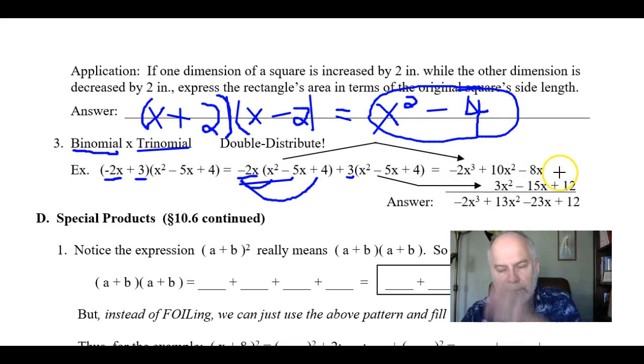Now I've lined up the terms in columns of like terms. So now I can just add downward, and you see I get negative 2x to the third plus 13x squared minus 23x plus 12. So I would recommend that with a binomial times a trinomial that you double distribute, and then you can line them up vertically and get your answers. All right.